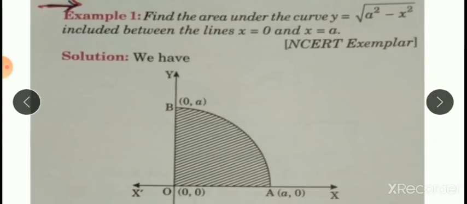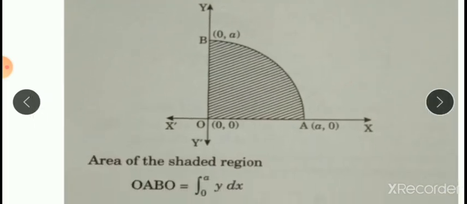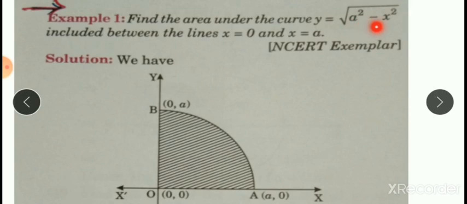See next question. Find the area under the curve y is equal to root a square minus x square included between the line x equal to 0 and x equal to a. We can write this as y square is equal to a square minus x square, or y square plus x square is equal to a square, or x square plus y square is equal to a square. This is the shape of a circle. This represents a circle with origin 0, 0.